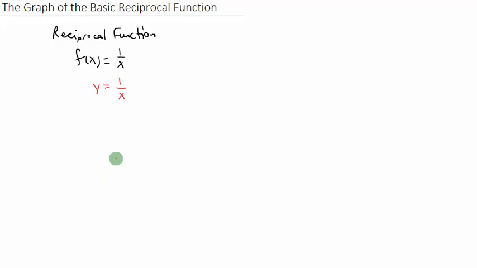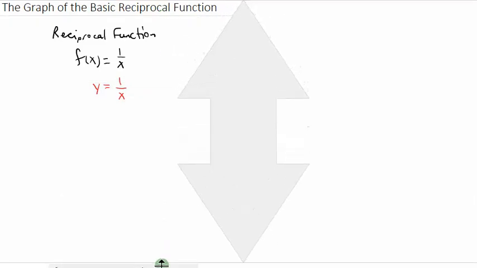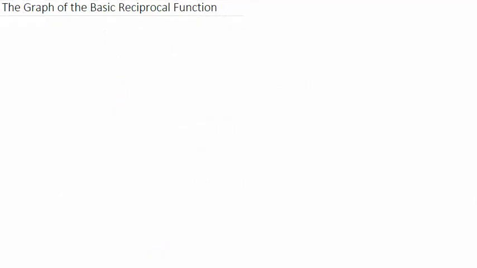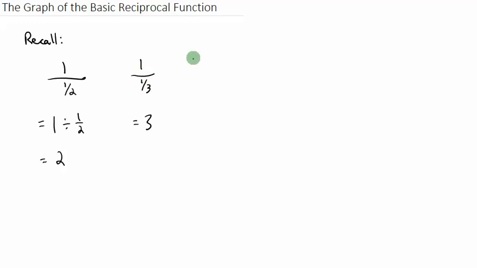Okay? So before we get into the actual graph, let me give you some information here about fractions that you may have forgotten. So recall, if you have 1 over 1/2, that's the same thing as 1 divided by 1/2. And 1 divided by a half is 2, because a half fits into 1 exactly 2 times. 1 over a third is 3, because 1/3 goes into 1 3 times. 1 over a fourth is 4.